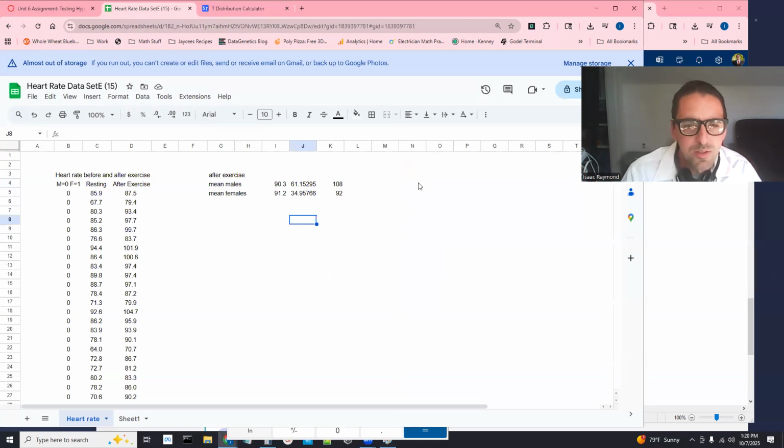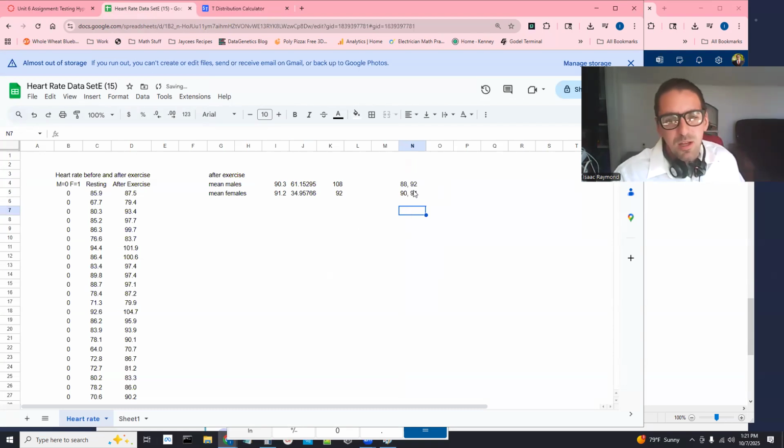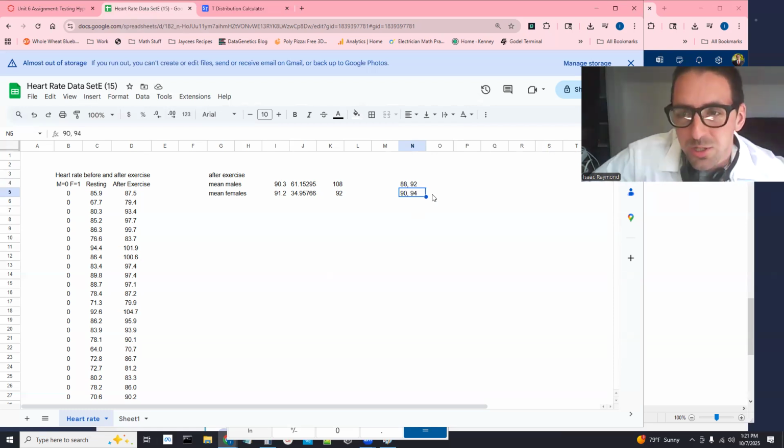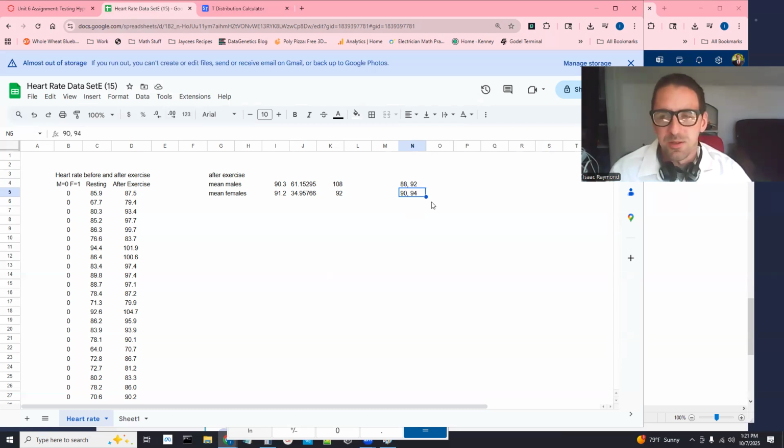So let's say you got a confidence interval for this first one, and it was 88 for the lower bound and 92 for the upper bound. Just made up some numbers. And if this one was 90 for the lower bound and 94 for the upper bound, so this means that if it was a 95% confidence interval, we're 95% confident that the true population mean for males is between 88 and 92. And likewise, 95% confident that the true mean is between 90 and 94 for females.